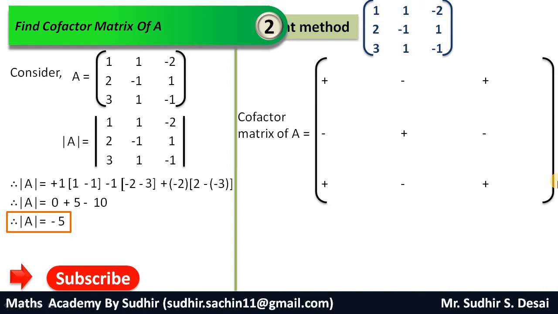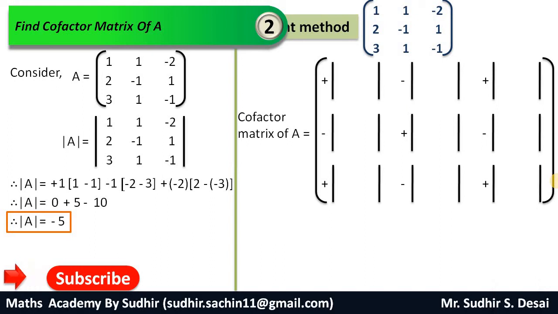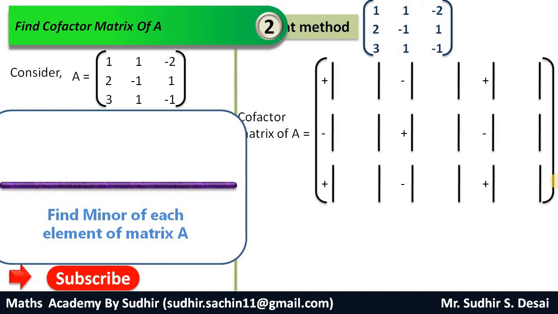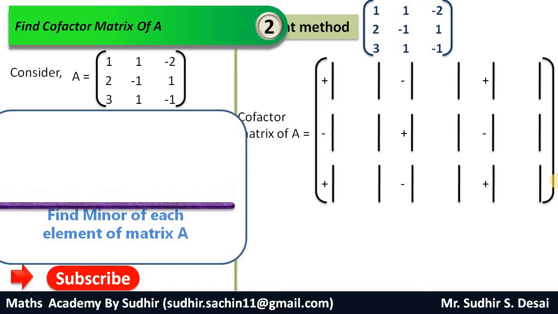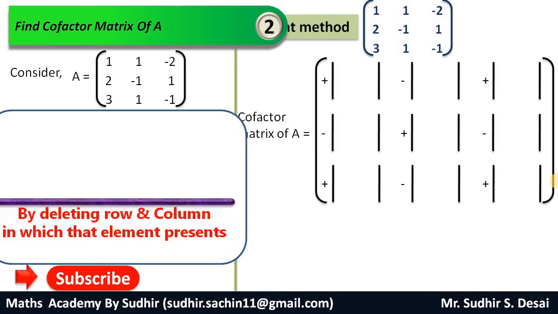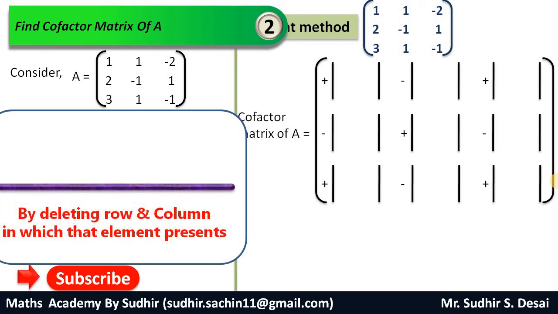And as there are 9 elements, so we will get 9 minors in the form of 2 by 2 order determinant. So now how to find minor of each element of matrix A? We have seen this in previous video lecture by deleting row and column in which that element is present. So let's find minor of the first element 1. How it is obtained? By deleting first row, first column in which that element is present. So minor of this one is -1 1 1 -1.